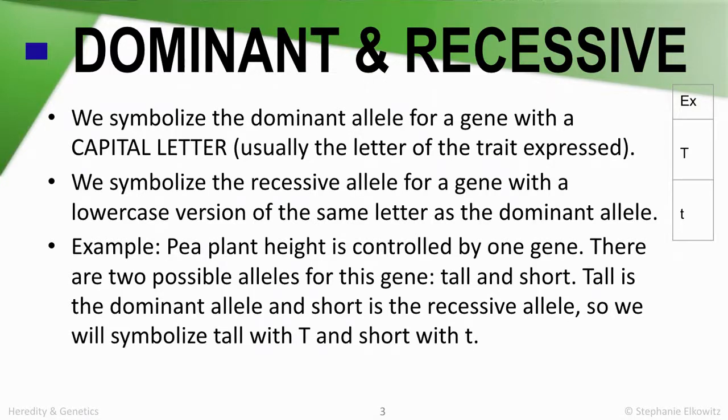Tall is the dominant allele. So if you were to go out to a farm and see a whole bunch of different pea plants, more than likely you're going to see a bunch of tall pea plants. It's dominant, so you're more likely to see it. Short is the recessive allele. We symbolize that with capital T for tall and little t for short.